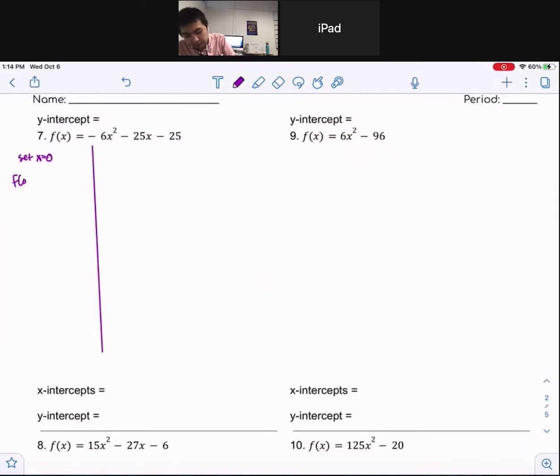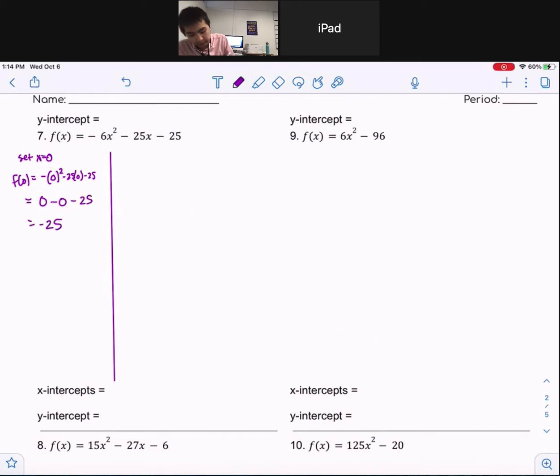So plug in 0 in for x, we're going to get negative 0 squared minus 25 times 0 minus 25. So negative 0 squared, that's 0. Negative 25 times 0, that's 0. Minus 0, doesn't matter. And negative 25. Negative 25. So our y-intercept is 0, comma, negative 25.